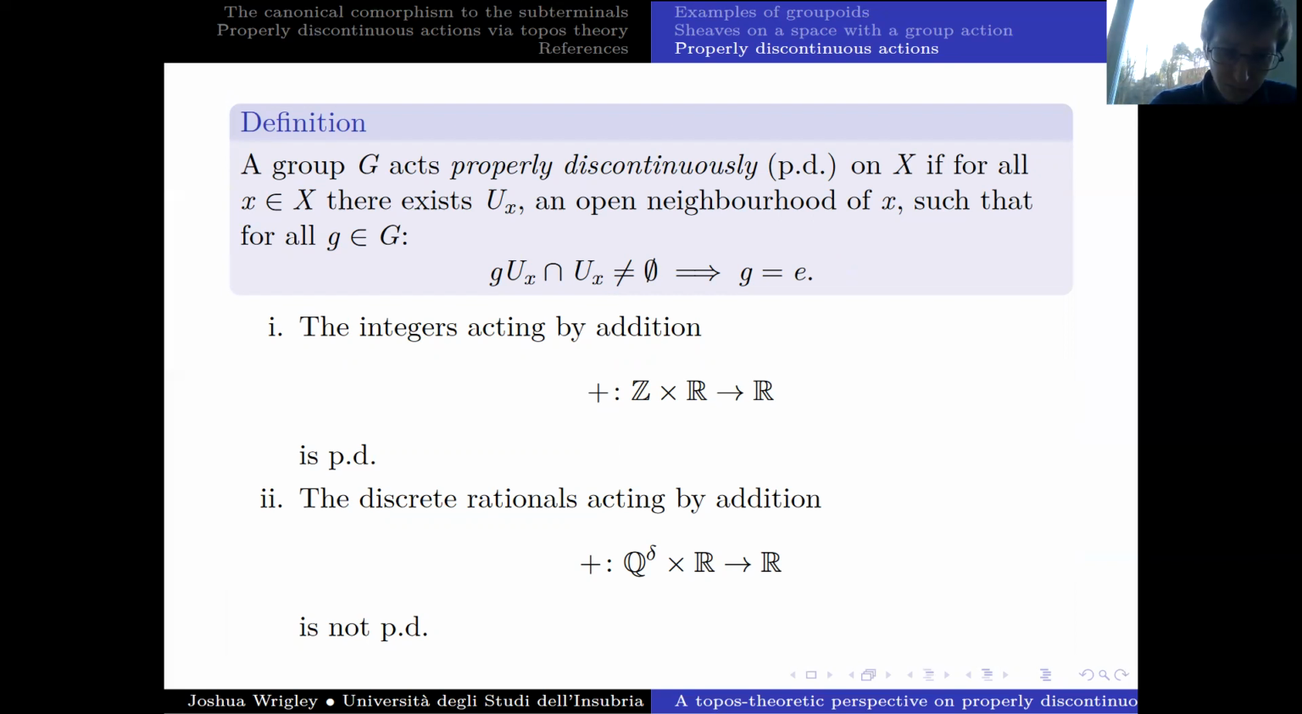The integers acting by addition on the real numbers is quite clearly a properly discontinuous action. Meanwhile, the discrete rationals acting by addition is no longer properly discontinuous. That's quite clear to see.